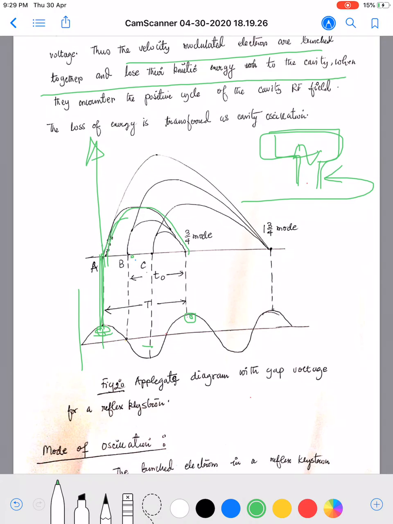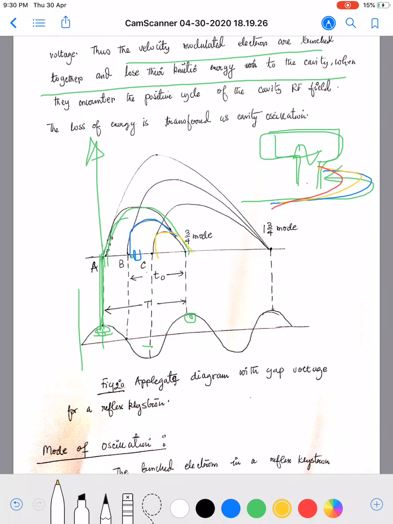B is the point where the zero crossing happens, so that electron will move a lesser distance. Some electrons will go like this and collapse, the unchanged velocity electrons will go like this and collapse, and the lesser velocity ones will go like this and collapse. So there will be a bunching. Now see, the slow velocity electron will go like this and bunch at this particular mode.